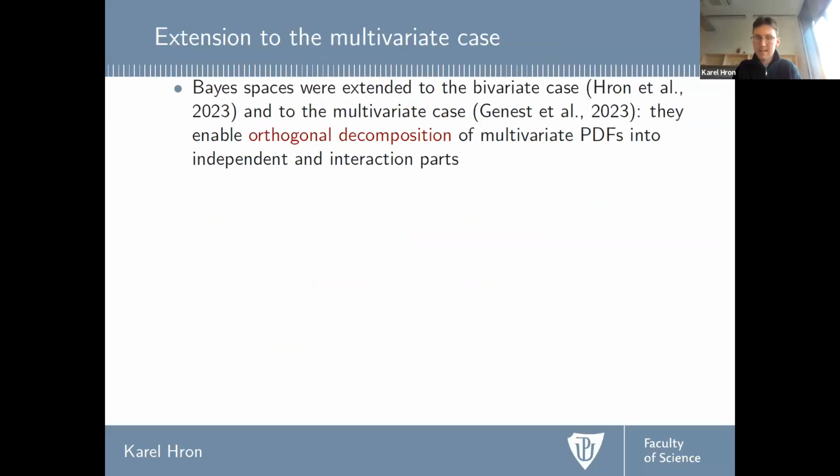This all was about univariate densities. Of course, now we can also proceed to the multivariate case. So we can first extend the story of densities in Bayes spaces to the bivariate case, and also to the general multivariate case. And if we do that, we can also enjoy orthogonal decomposition of multivariate densities into independent and interaction parts. So this is a bit more complex story for another talk. But the important message is that such orthogonal decomposition exists, which doesn't have a counterpart in the usual methods which are used for analyzing multivariate densities.